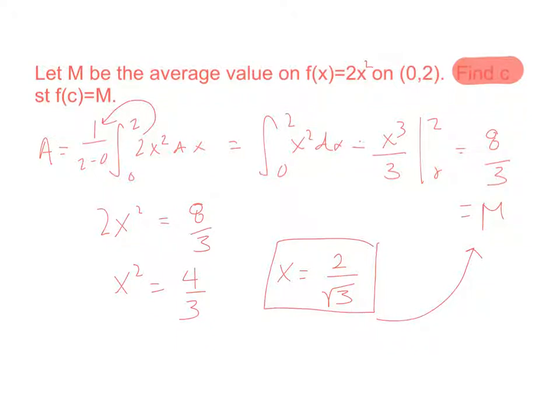So the mean value on 0 to 2 is 8/3. That's the mean value between a and b. That's the average value between 0 and 2. And that 8/3 occurs at 2 over rad 3 equals x.